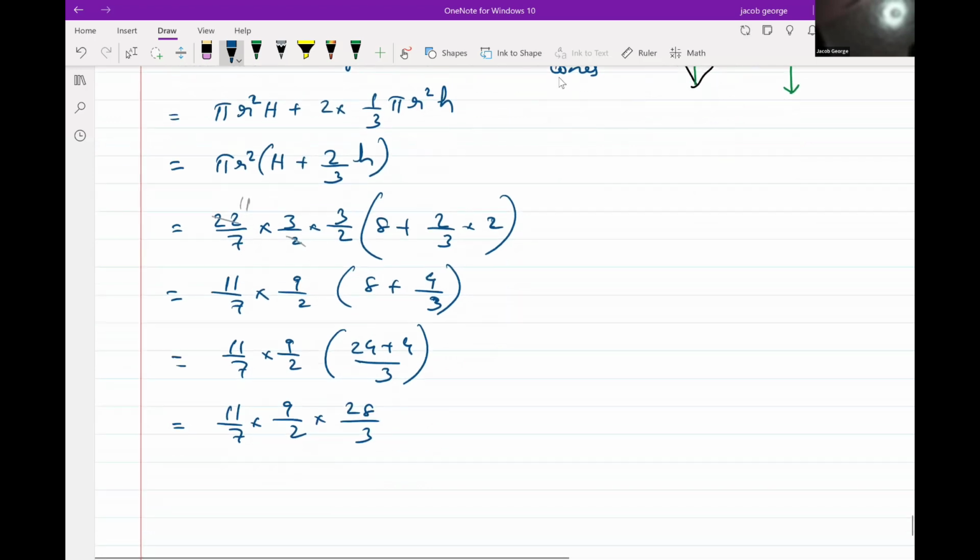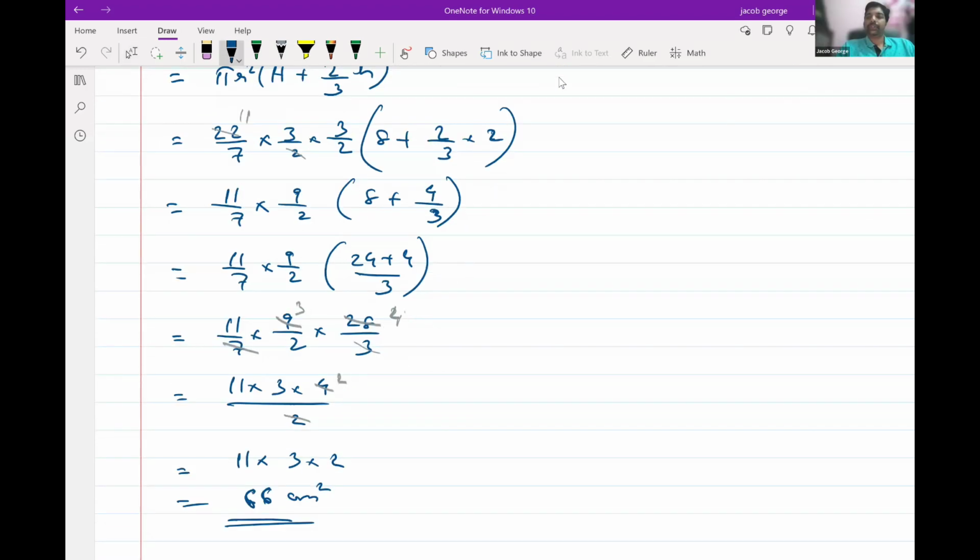Now we cancel out this 3 and 9. It is 3. 7 and 28 also we can cut, 4. Now 2 and 4 we cut. Or we get like this, 11 into 3 into 4 by 2. Now we get a perfect integer. The complete answer to this question.